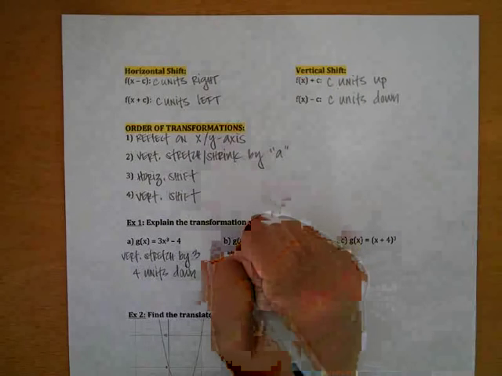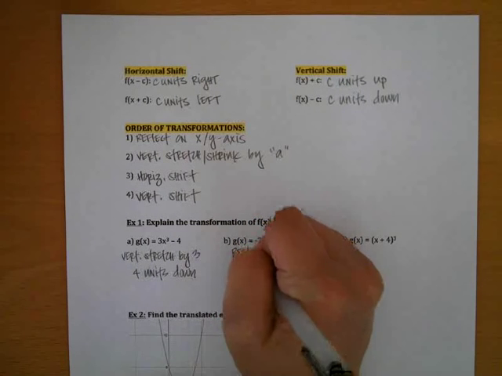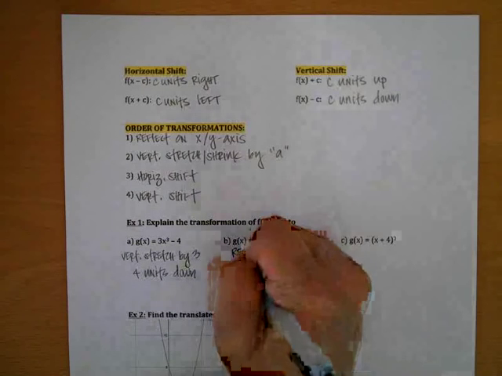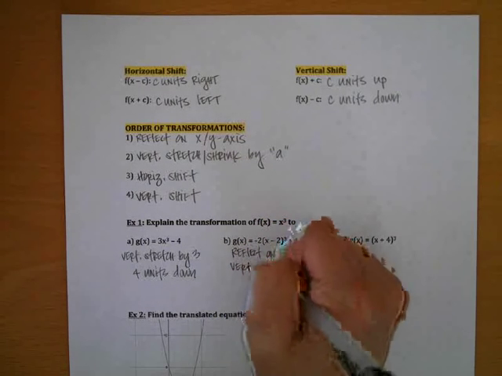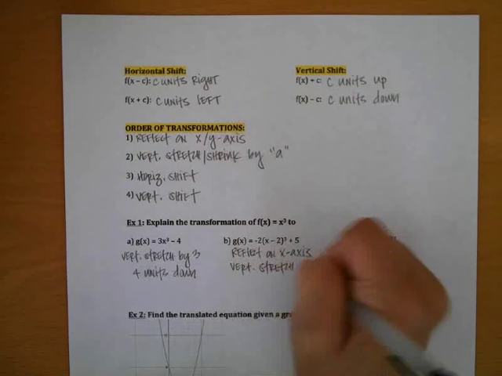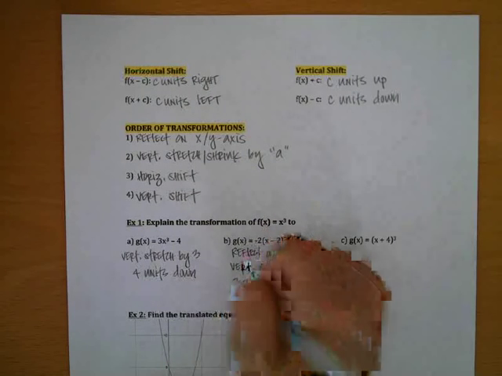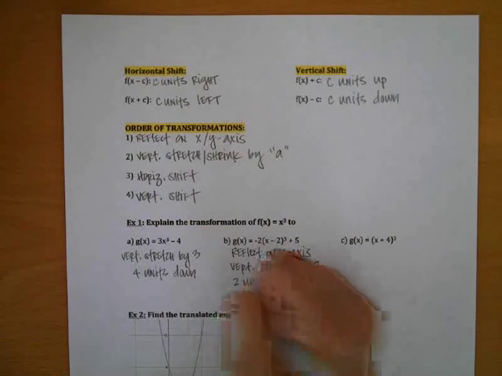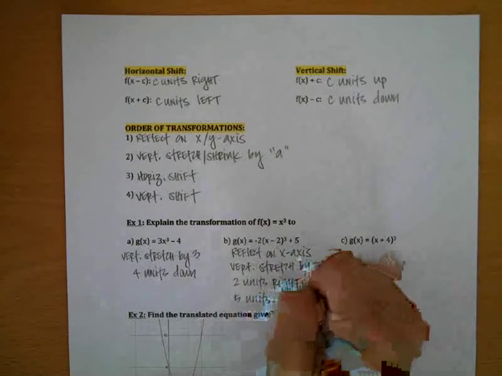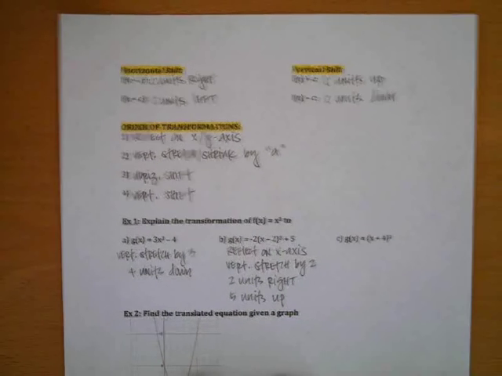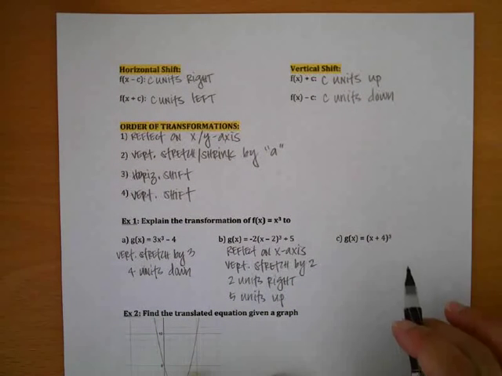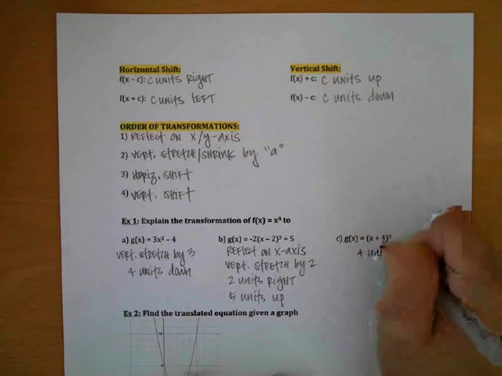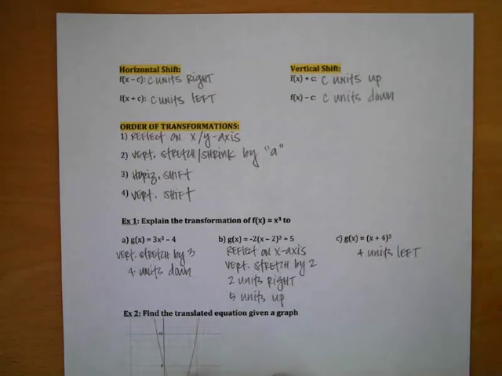The next one has a reflect on x-axis, vertical stretch by 2, 3 units right, and 5 units up. And this last one, no reflection, no vertical stretch or shrink. It only has 4 units left and no vertical.